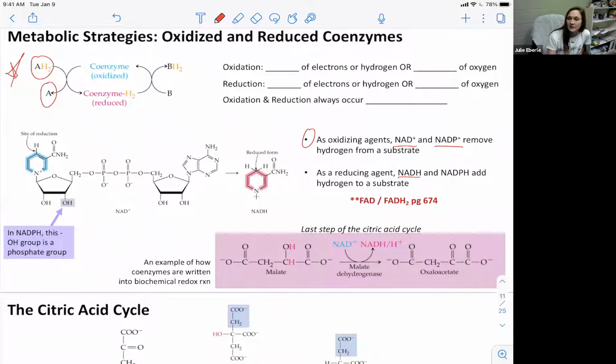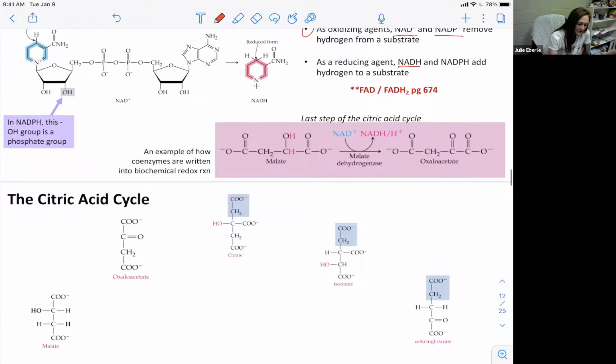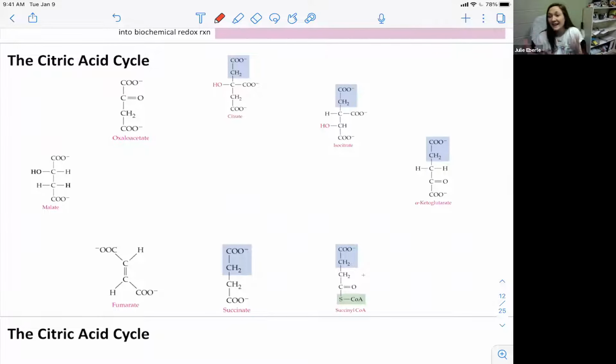NADH is a reducing agent. All right, citric acid cycle. So we're going to start. There are 8 steps to the citric acid cycle. I'm going to walk through it, and then I'm going to tell you what I want you to know from it. Here's what I don't want you to know from it.